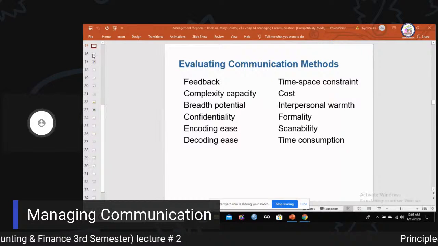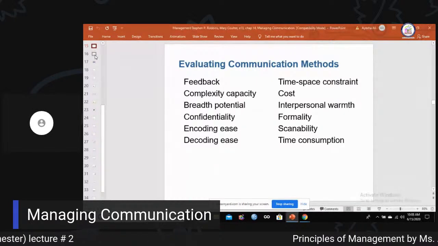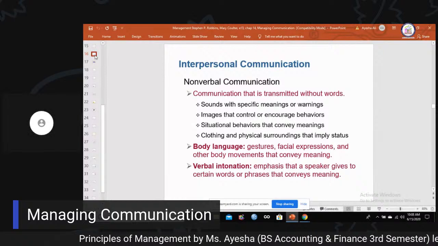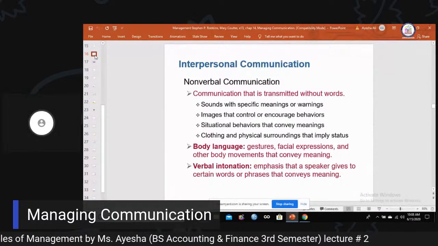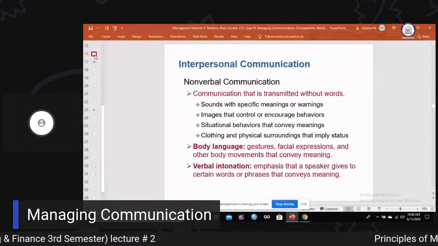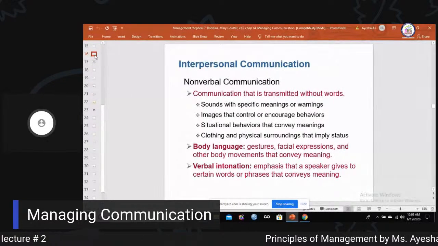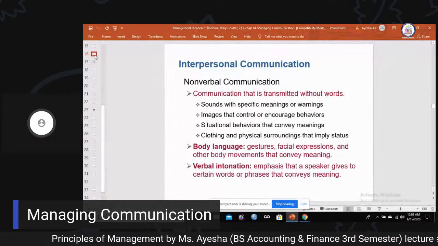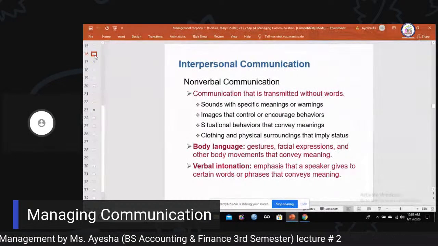Then we have the next slides in which we have interpersonal communication, in which we will discuss nonverbal and verbal communication. Nonverbal communication is basically communication without words, in which we have sound, images, situational behavior, clothing, and physical surrounding.